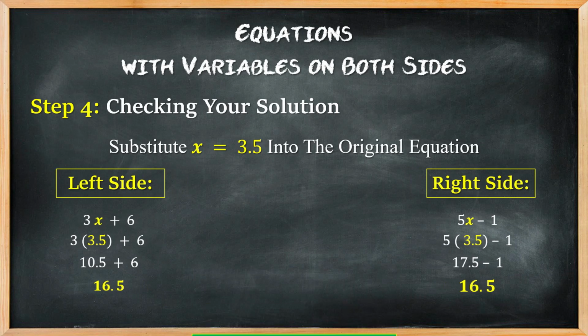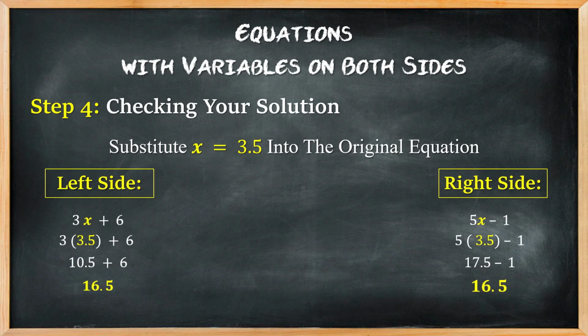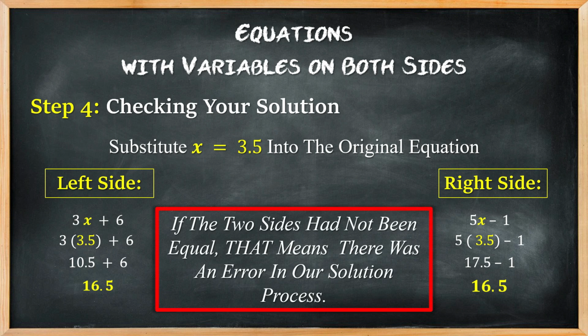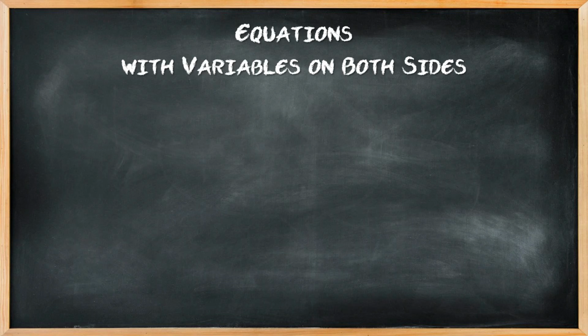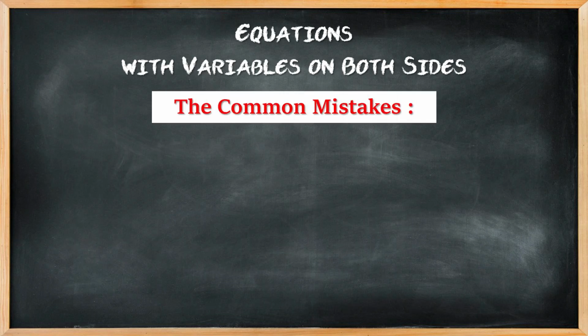Remember, if the two sides had not been equal, it would mean there was an error in our solution process, and we would need to go back and check our work. Always make checking your solution a habit in algebra. Now that we've learned the steps to solve equations with variables on both sides, it's important to be aware of common mistakes and learn tips that will help you succeed.